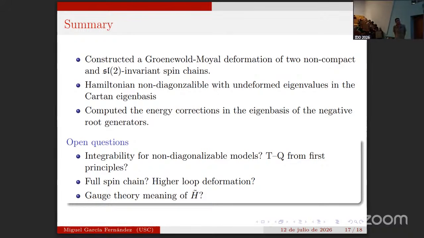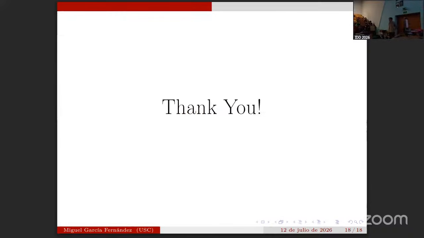And the last one, maybe also very interesting from the point of view of string theory, is to try to understand the meaning of this twisted spin chain from the string theoretical point of view. Because of this twist, conformal symmetry is broken, and in particular the dilatation operator is no longer a symmetry of our model. So it makes sense to ask which operator this twisted Hamiltonian corresponds to in the underlying deformation. And with this, I finish. Thank you.